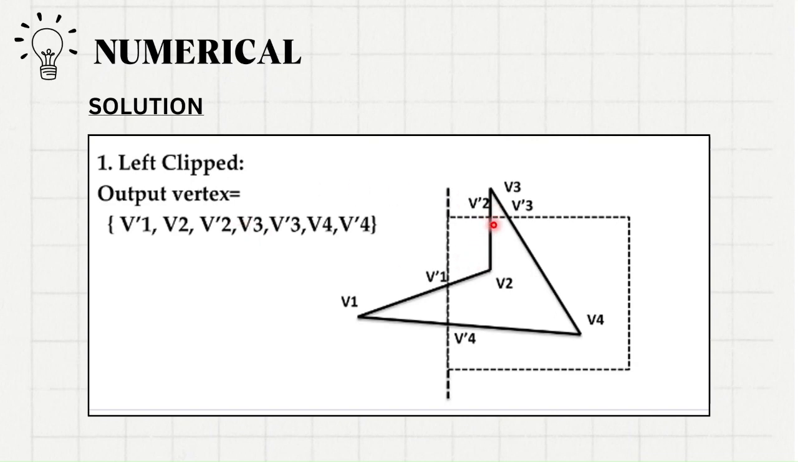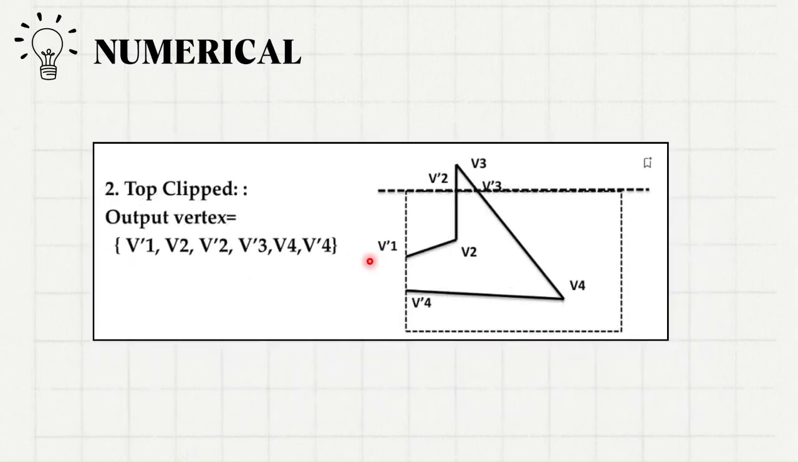So V-2 to V3, V3 will be saved. V3 to V-3, again V-3 is saved. V-3 to V4, V4 will be saved. And V4 to V1, now we are going from inside to outside. In that case, only the intersection point of the edge with the clip window will be saved, V-4. This is the output vertex list for left clipping. Now we can see that the vertex V1 has been completely eliminated.